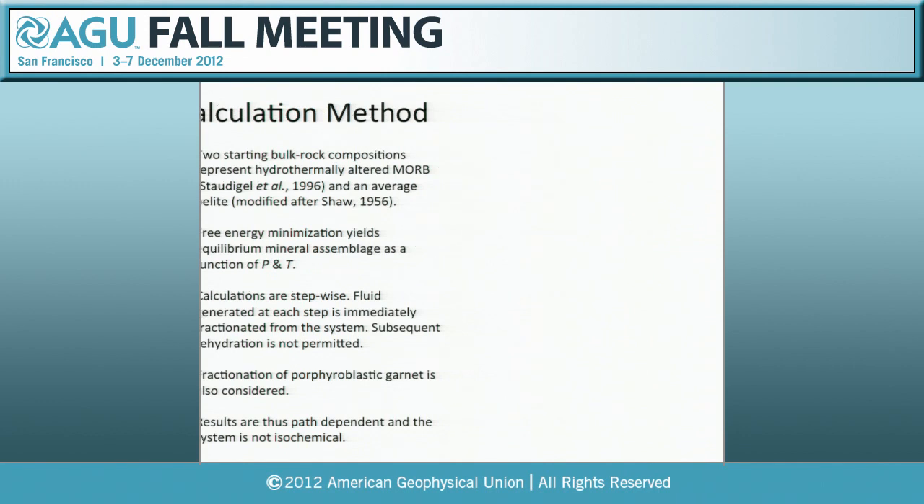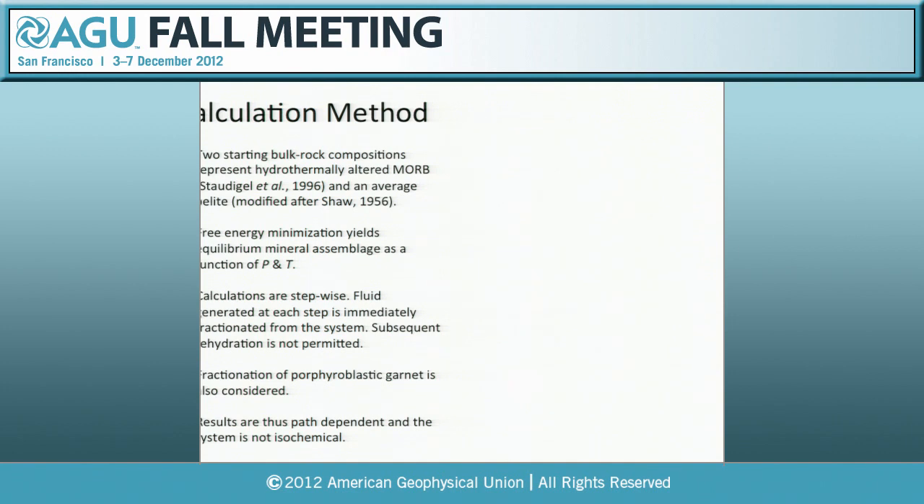To do this, I'm going to show you results from a couple of generalized bulk rock compositions. I'll take a hydrothermally altered MORB, the same one that Connolly and Kerrick looked at, and I'll look at an average pelitic rock. We could look at other rock compositions too. I'm going to do some simple thermodynamic modeling for those compositions.